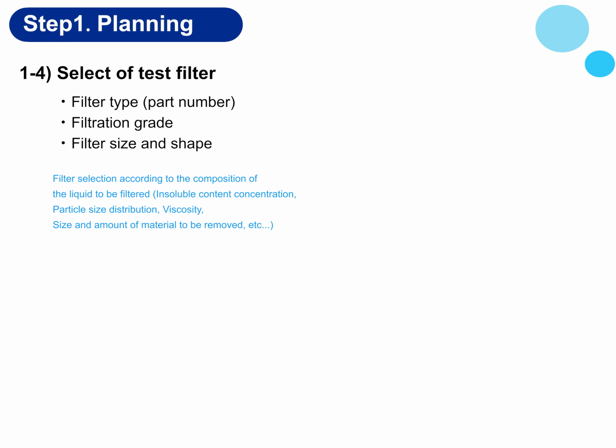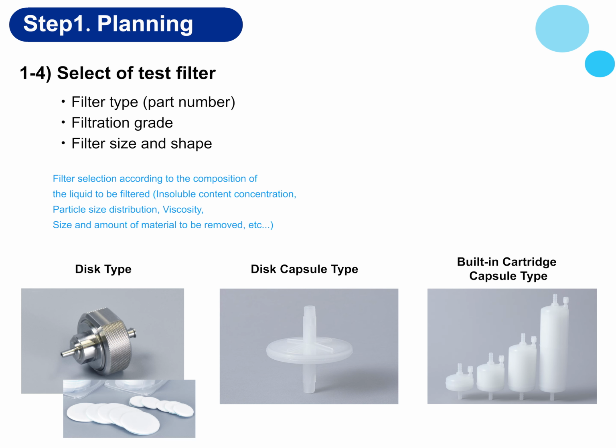Filter size and shape are selected according to the experimental scale. We have many shapes suitable for small volume experiments, from disc type to capsule type with built-in small cartridges. If you are not sure what kind of filter to try, please feel free to contact us.